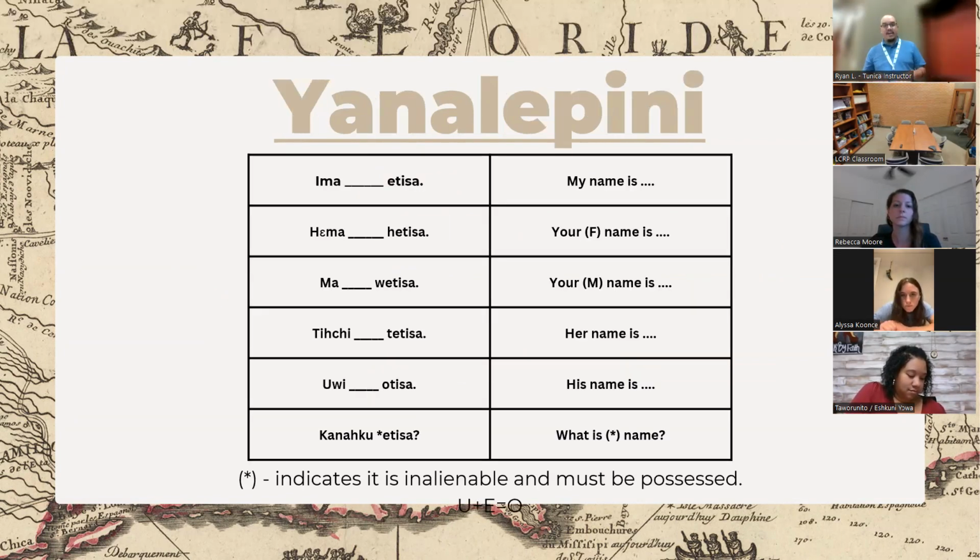So, today we'll be going over introductions and names. This is our vocabulary. Starting off, we have Ima blank Etisa, my name is. Hɛma blank Hetisa, your female name is. Ma blank Wetisa, your male name is. Tihchi blank Tetisa, her name is. Ui blank otisa, his name is. And of course, Kanaku etisa, what is your, his, her name?